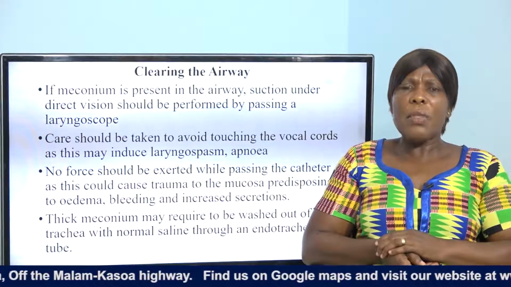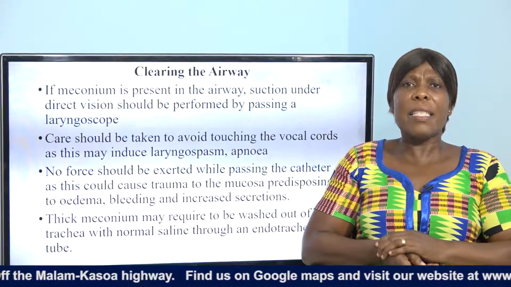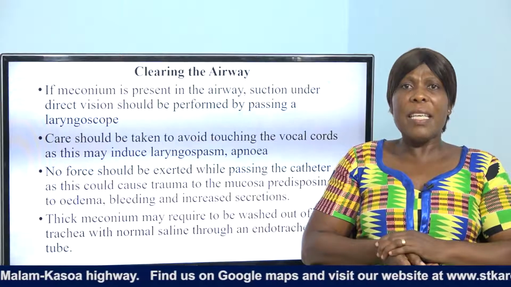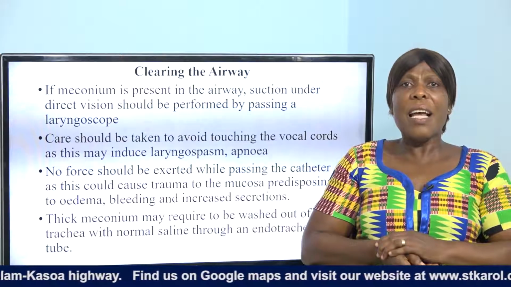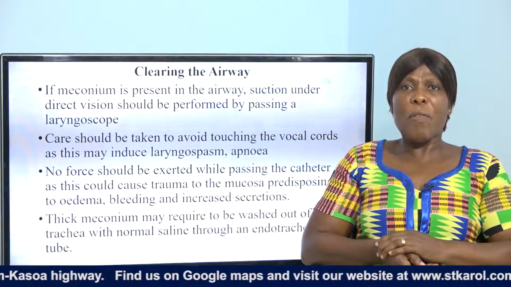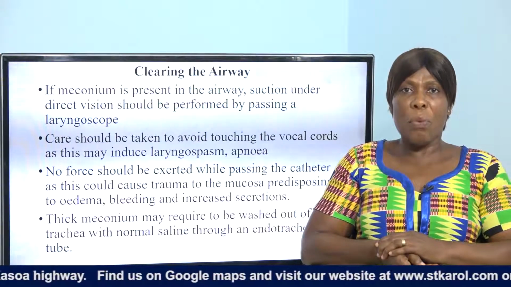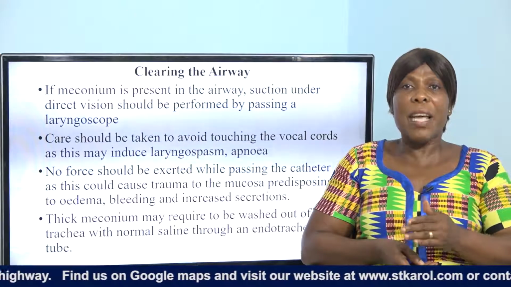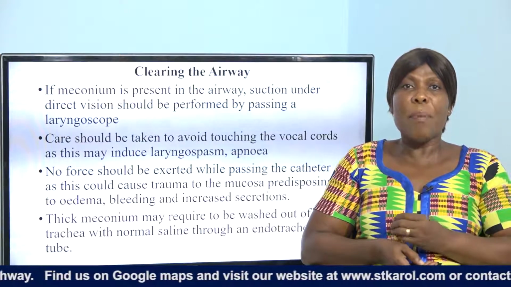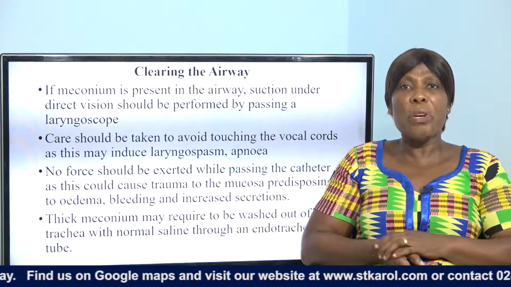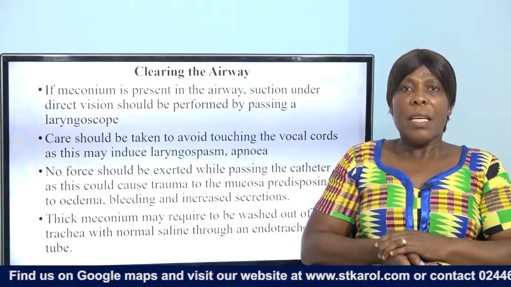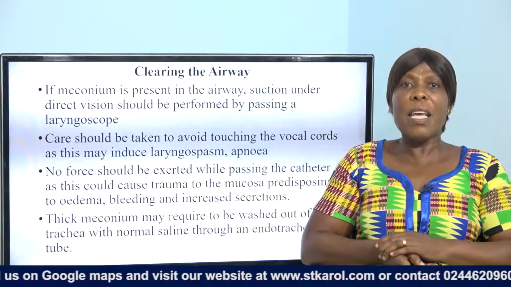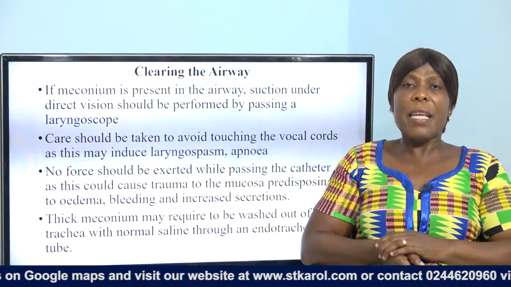Now, the next one that we have to look at under the procedure is clearing the airway. If there is meconium present in the airway, we need to suction under direct vision. This should be performed by passing a laryngoscope. The laryngoscope will allow us to see the larynx and then the trachea so that we'll be able to suction the baby to prevent any meconium aspiration. Care should be taken to avoid touching the vocal cords, as this may induce spasms and then apnea.